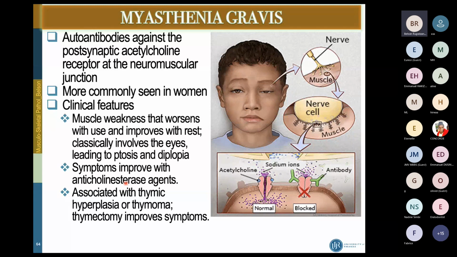Asthenia means a person has become weak, unable to cope. Mere muscles. So it is a disease whose name suggests that the muscles are tired. So this is an autoimmune disease whereby autoantibodies exist against the post-synaptic acetylcholine receptor of the neuromuscular junction.